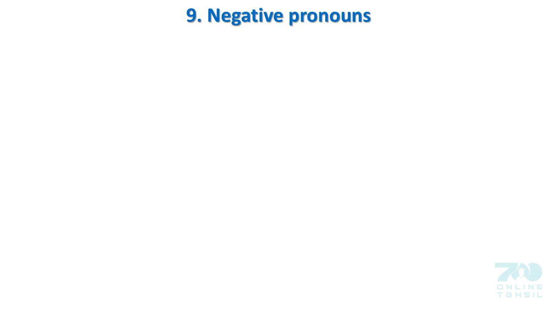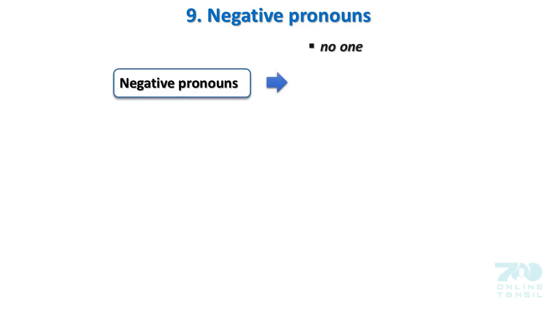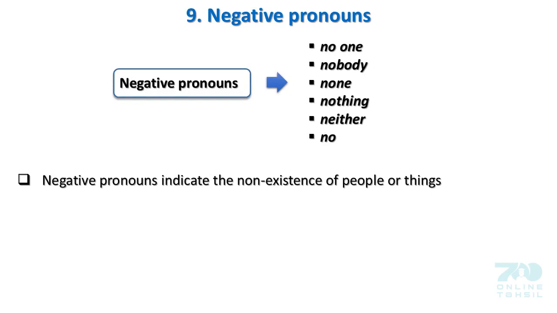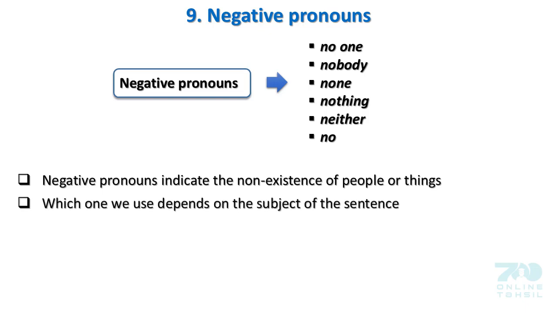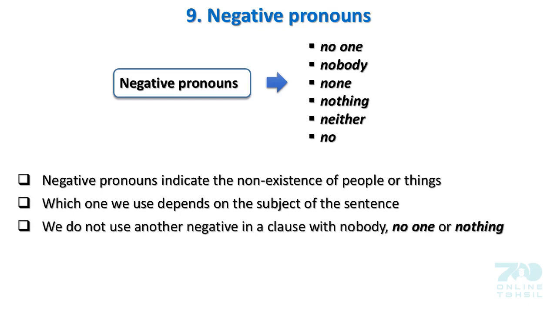9. Negative pronouns. No one, nobody, none, nothing, neither, and no are all examples of negative pronouns. Negative pronouns indicate the non-existence of people or things. Which one we use depends on the subject of the sentence. We do not use another negative in a clause with nobody, no one, or nothing. For example, I don't do nothing. Wrong.